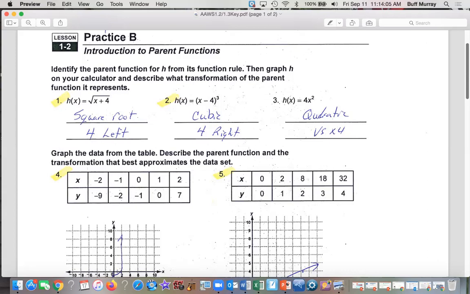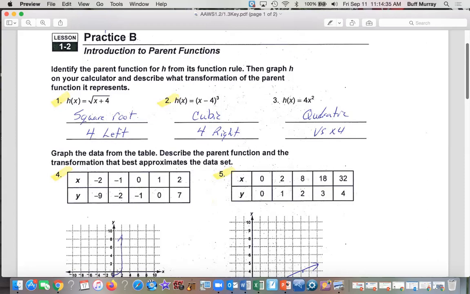Number 2, h of x is x minus 4 to the 3rd power. Hopefully you identified it as a cubic parent function. The dead ringer is x minus 4 cubed. And it should have moved 4 units right. Something's happening directly to x, so it's horizontal. Add to x, move left, so subtracting means we move right. You could also graph it to double check that.